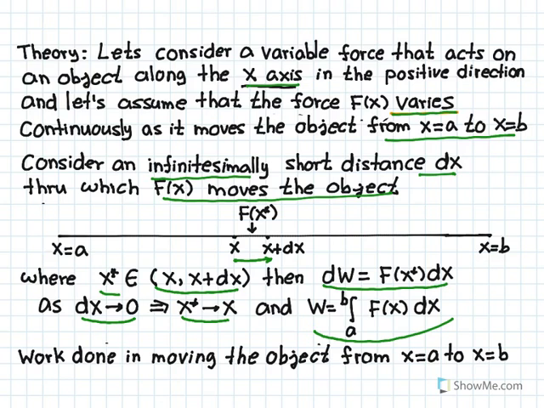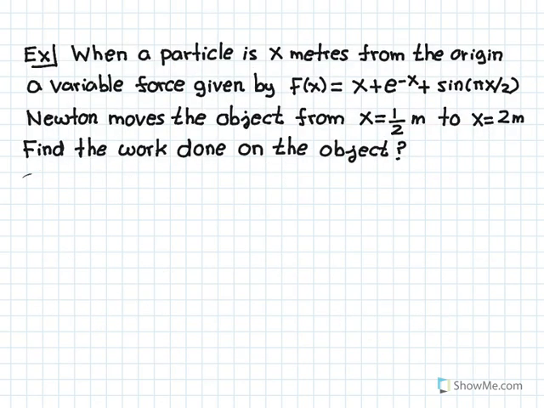This is not a rigorous proof. A rigorous proof would involve Riemann sums, and you can look that up in any standard calculus textbook. But this is just the overall big picture. So the work done in moving the object from x equals a to x equals b is simply the integral from a to b of f of x dx. We're going to look at an application of this.